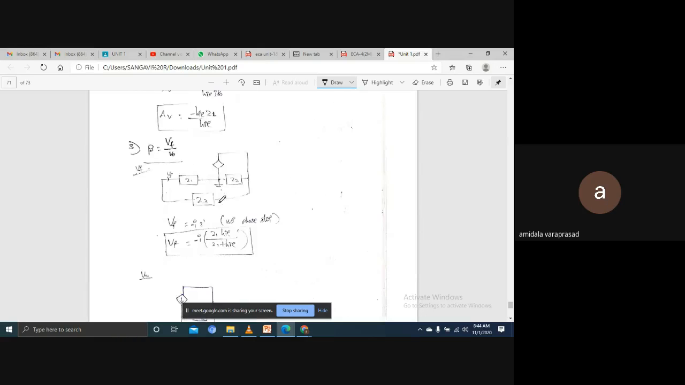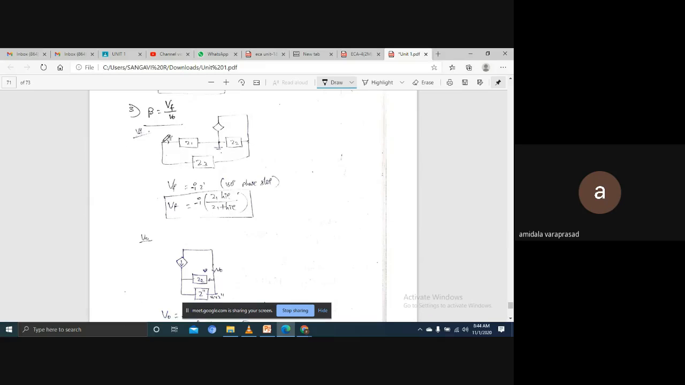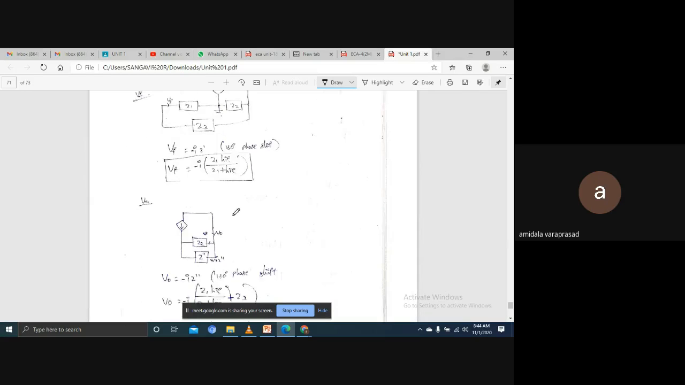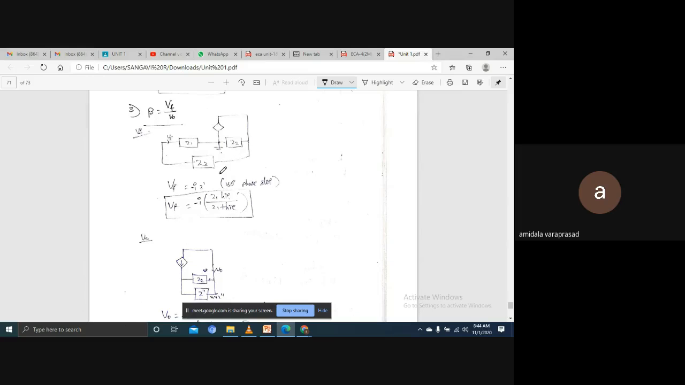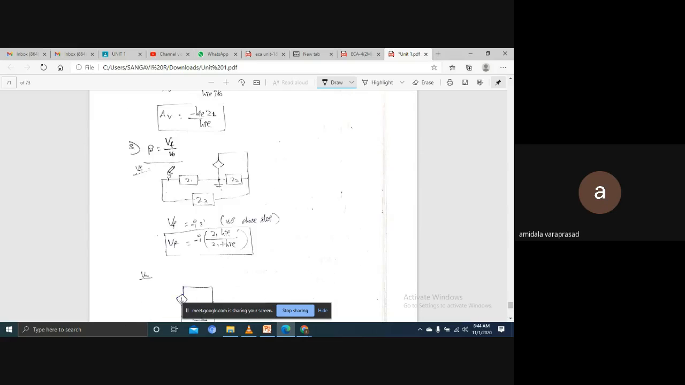Next, beta is equal to VF by V naught. I'm going to find out VF by V naught in this way. This is VF. I'm going to get VF across the Z dash. This is Z dash.